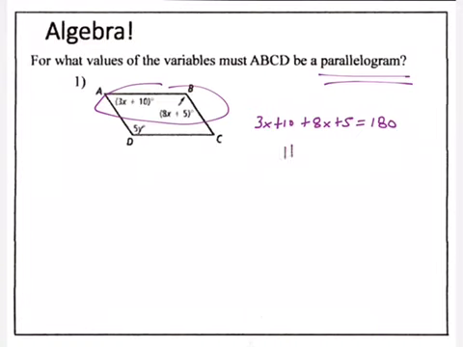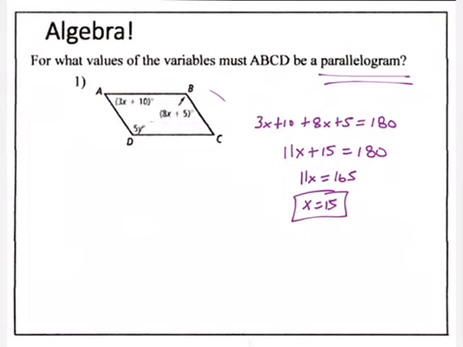Go ahead and combine some like terms. We've got 11x plus 15 equals 180. We'll subtract the 15, so I've got 11x equals 165. Divide by 11, I get x equals 15. Once I know what x is, I can plug it back into the original problem for either angle, but I'll use this one. 3 times 15 is 45, plus 10 is 55. So these two angles should be supplementary as well.